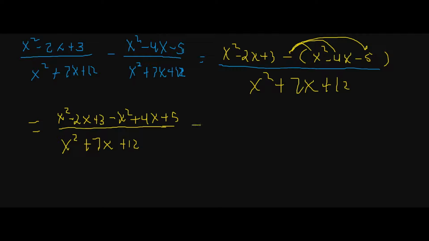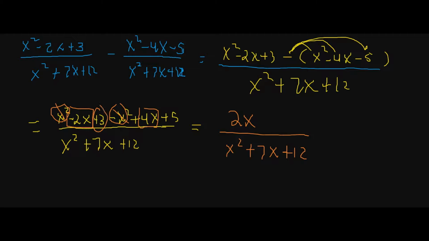Okay, so we're going to get equals, well, x squared. Now let's just go ahead and combine like terms. So the bottom, we still have x squared plus 7x plus 12. Over here we have x squared minus x squared. These are going to cancel. Over here we have negative 2x and 4x, so I'm going to get 2x. And here I'm going to have 3 plus 5. Well, it's going to give me 8.